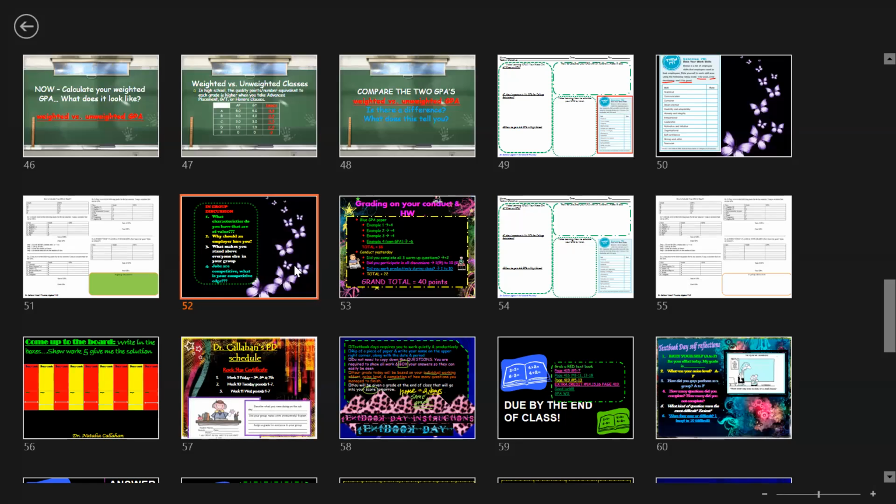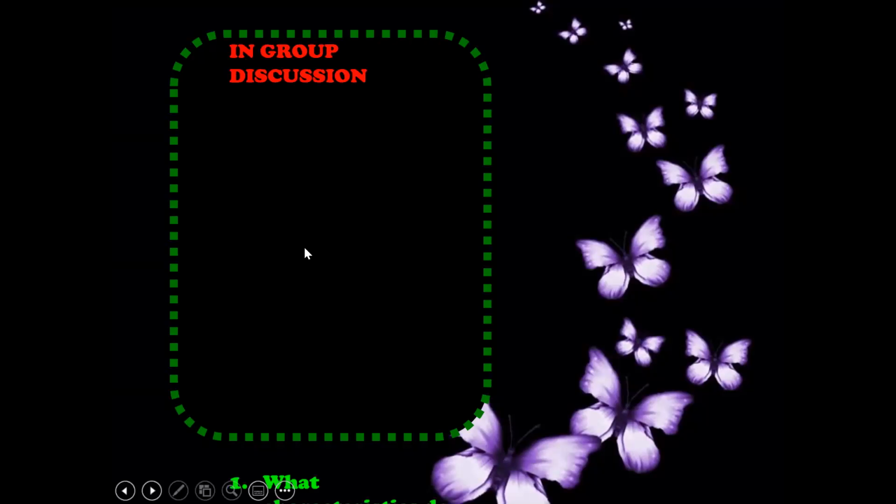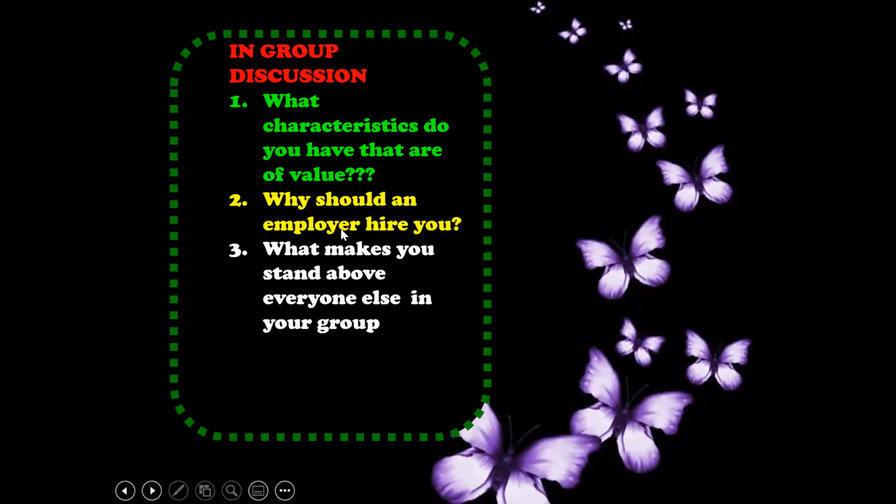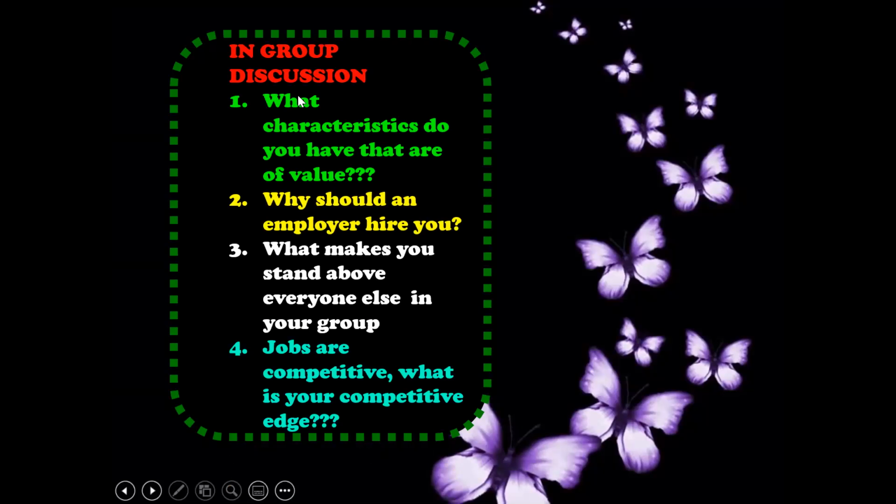All right, you guys, that is basically it. So the last part of your exit ticket is I have the following 4 questions. Question 1 is what characteristics do you have that are of value? Why should an employer hire you? What makes you stand above everyone else in your group? And jobs are competitive. What is your competitive edge? Pick 2 of the questions for your exit ticket and then just write it somewhere on your paper.